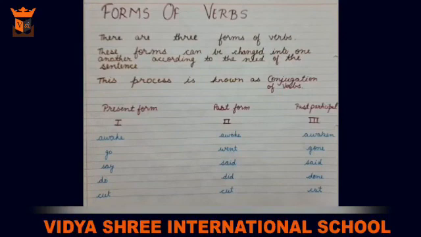Let us discuss some examples. Present form of verb is awake. Its past form is awoke and past participle form is awaken. In the same way, first form of verb is go, second form is went and third form is gone. Say, said, said. Do, did, done. Cut, cut, cut. So, that is all about verbs.